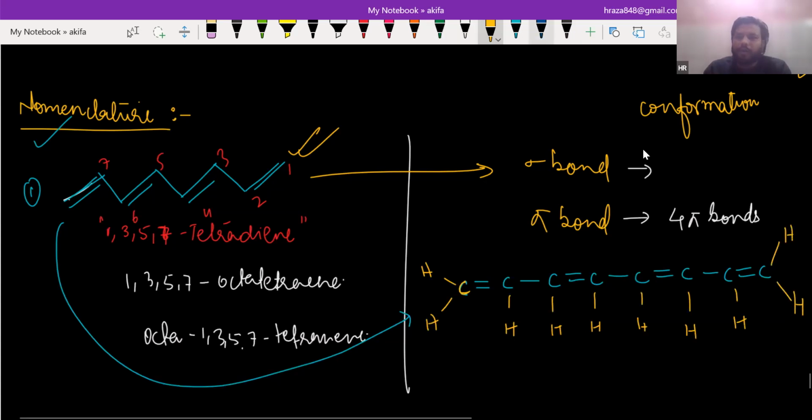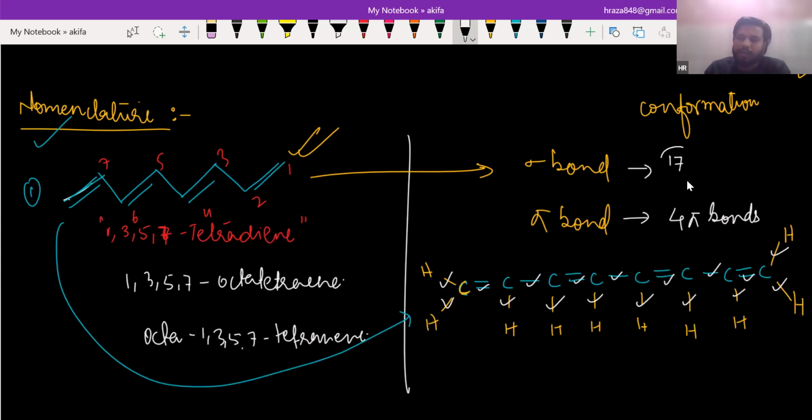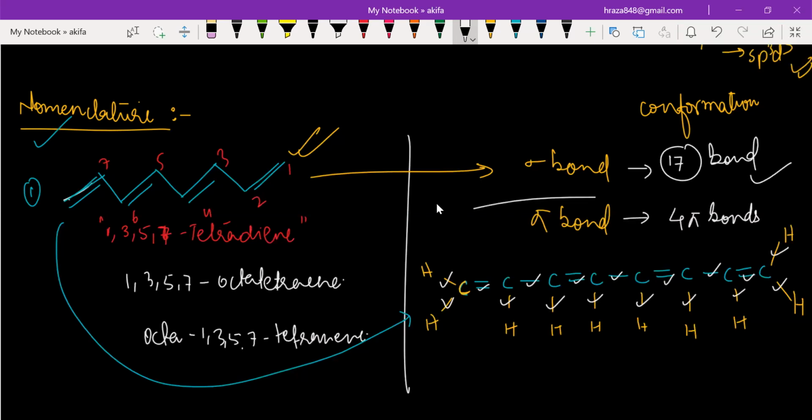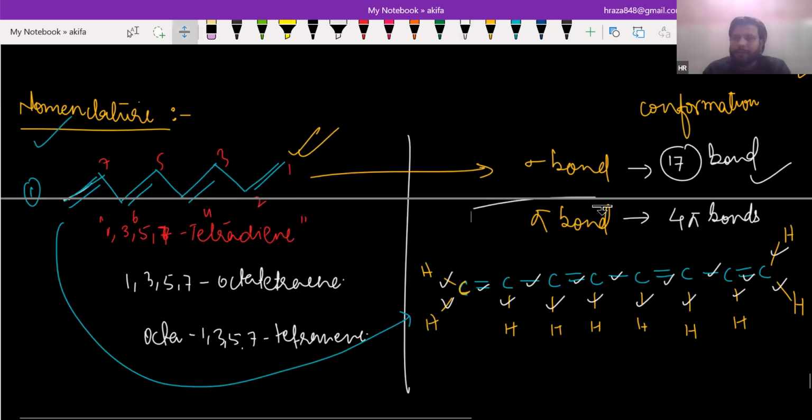Now going to count the number of sigma bonds: 1, 2, 3, 4, 5, 6, 7, 8, 9, 10, 11, 12, 13, 14, 15, 16, 17. So the number of sigma bonds is 17. Is that clear? Yes. Thank you. Can I change the slide? Yes.